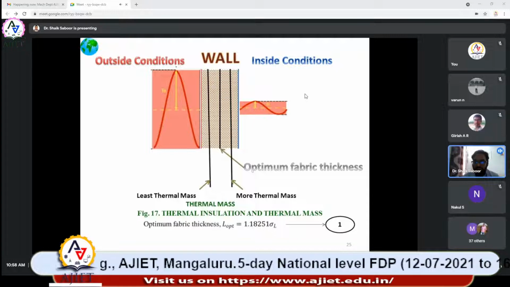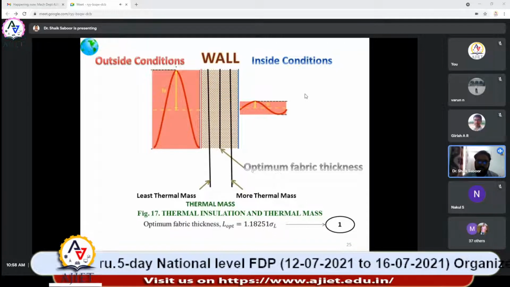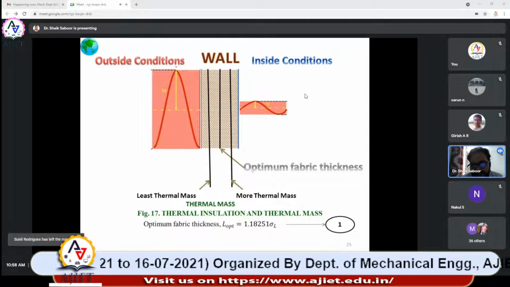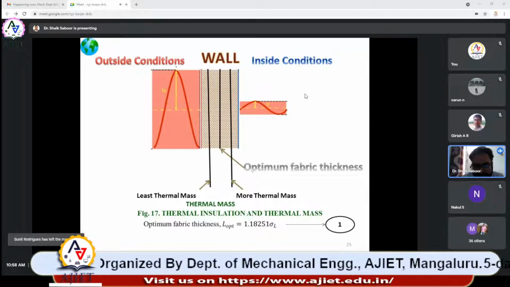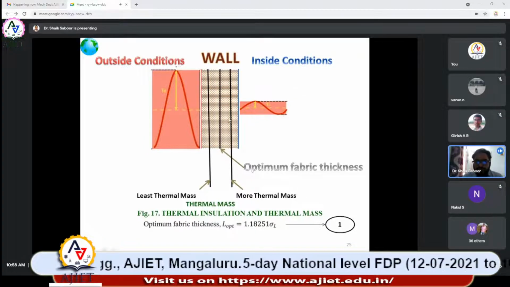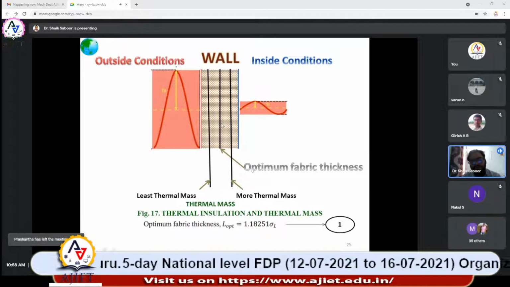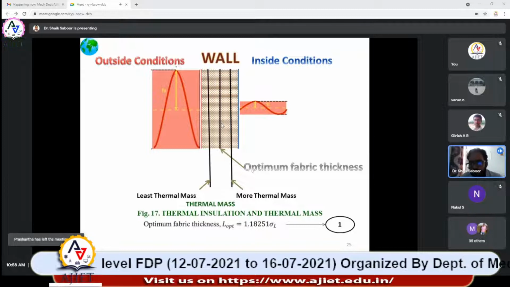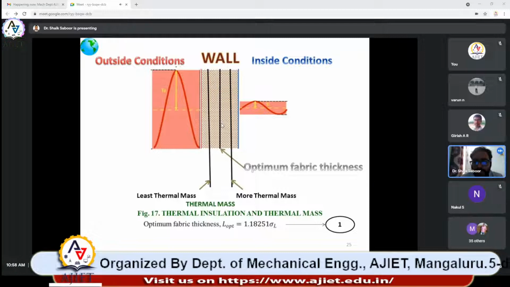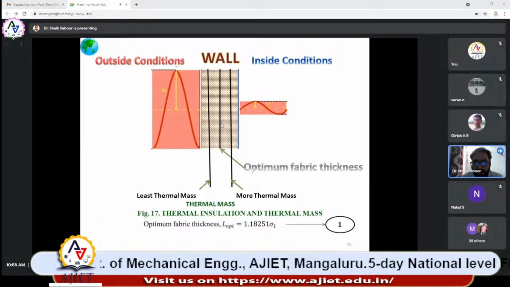Okay, so if you have very thick wall, what happens? Heat will be accumulated inside. Lot of heat will be there, and as a result you will be getting uncomfortable conditions. Okay, suppose if you use a thin wall, then what happens? The solar radiation will directly enter into the room, again providing uncomfortable conditions to you. Okay, so this wall thickness should be optimum. So what do you mean by optimum?